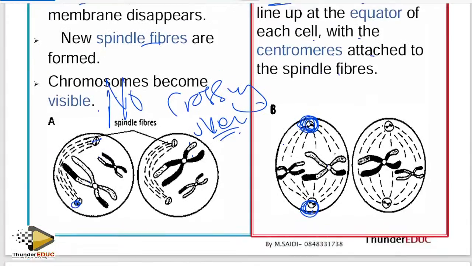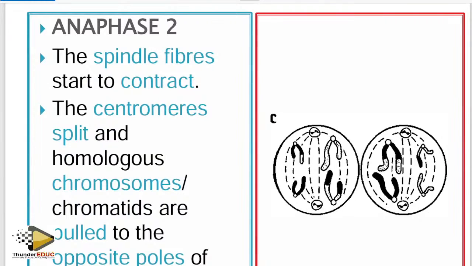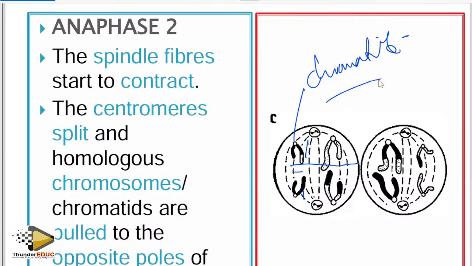After that, once they align along the equator, the cell undergoes anaphase. Now they start to separate. At this time, it's not called a chromosome, we call it a chromatid. Yes. They're saying that spindle fibers attach, start to contract, and the centrioles split. When they split, the homologous chromosomes or chromatids are pulled to opposite poles of each cell.